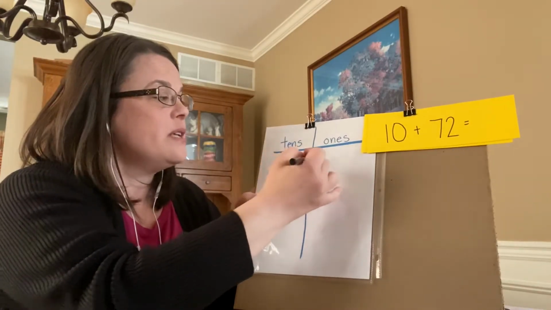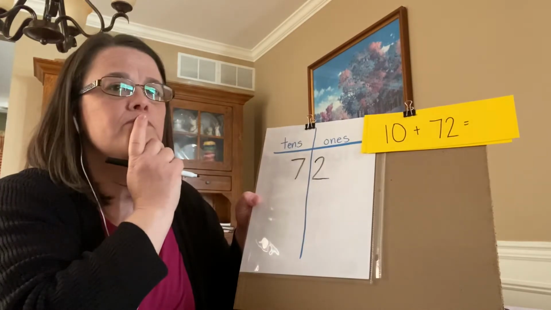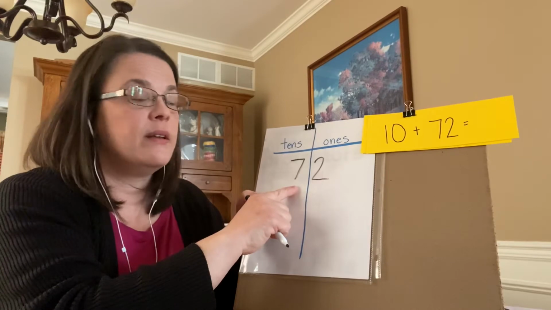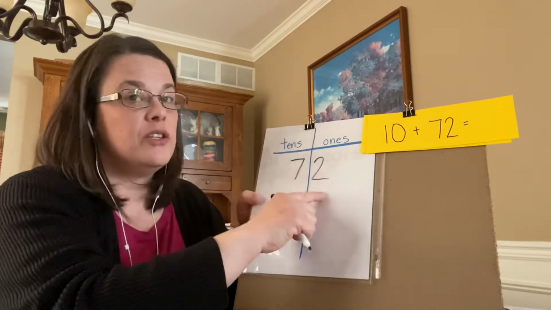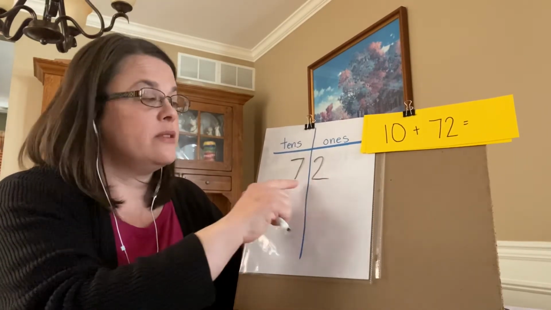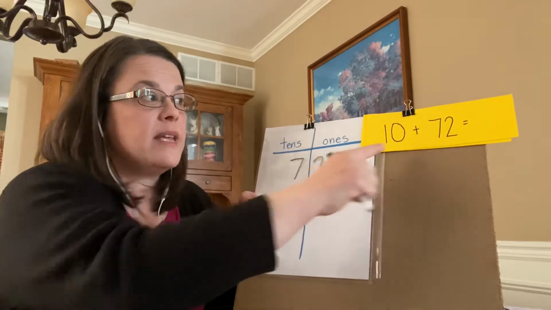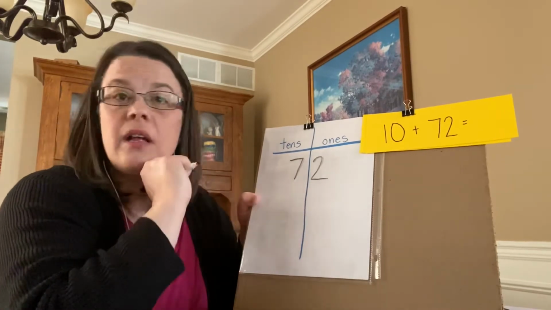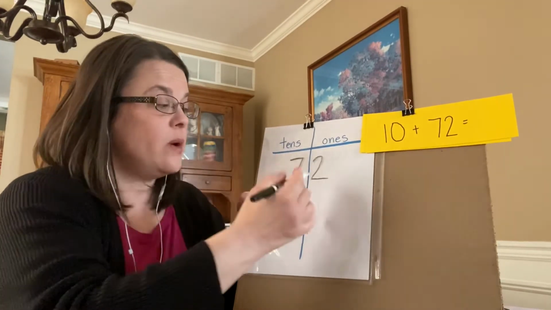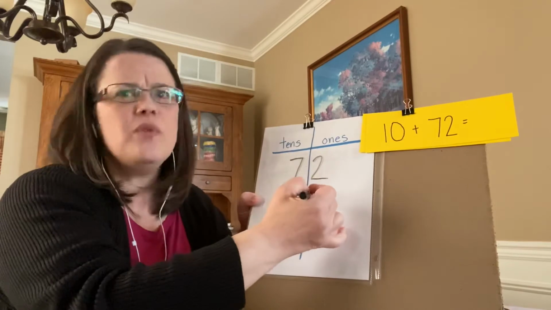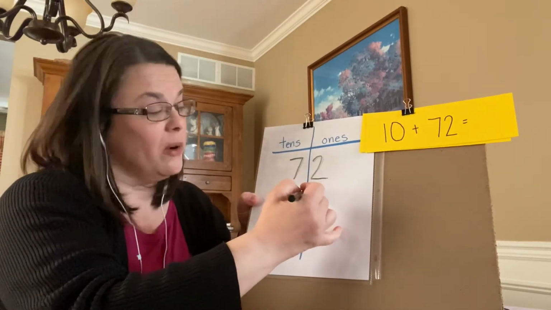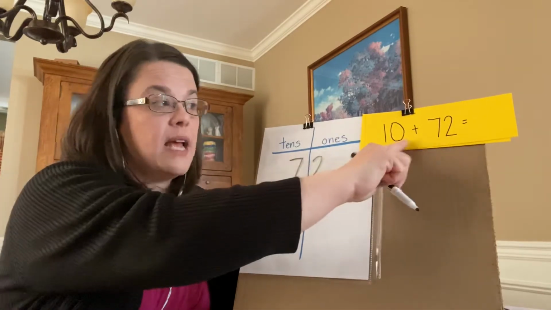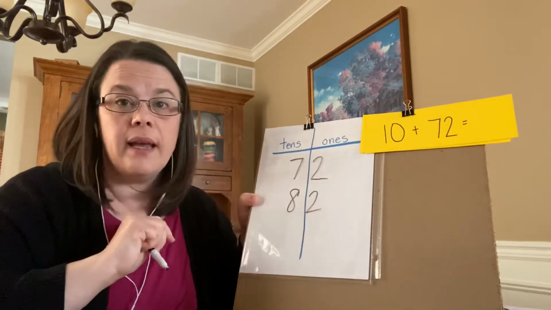So think about your 72. 72 has 7 in the tens place and 2 in the ones place. So since the 7 is in the tens place and we're only adding 1 ten, we only need to change the 7. 7 plus 1 is 8. And then you need to keep the 2 because, well, it didn't disappear. It's still there. 72 plus 10, or 10 plus 72, equals 82.